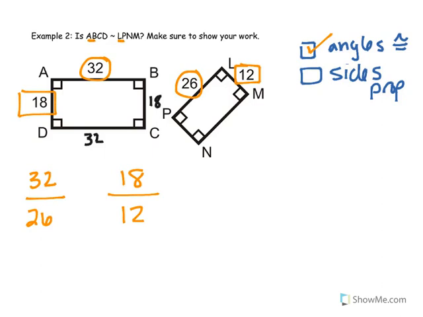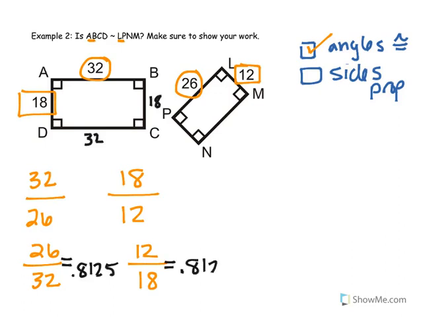Ooh, that's a weird number, so I might do the division the other way, and I think that'll look a little bit better. 26 divided by 32 and 12 divided by 18. If we do those divisions, I get 0.8125. And I get 12 divided by 18 is not 0.8125. I was just assuming there. It is 0.6 repeating, okay?